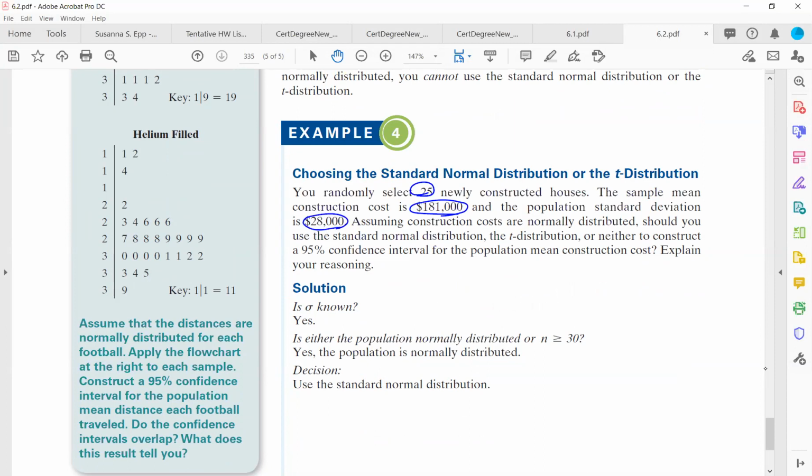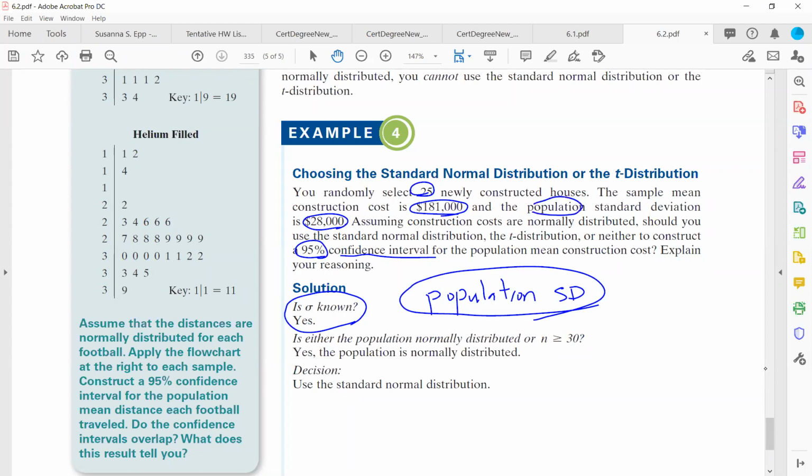Assuming construction costs are normally distributed, should you use the standard normal distribution, the T distribution, or neither to construct a 95% confidence interval for the population mean construction cost? Okay, first of all, is sigma given? What is sigma? Sigma is the population standard deviation. Do you have that?